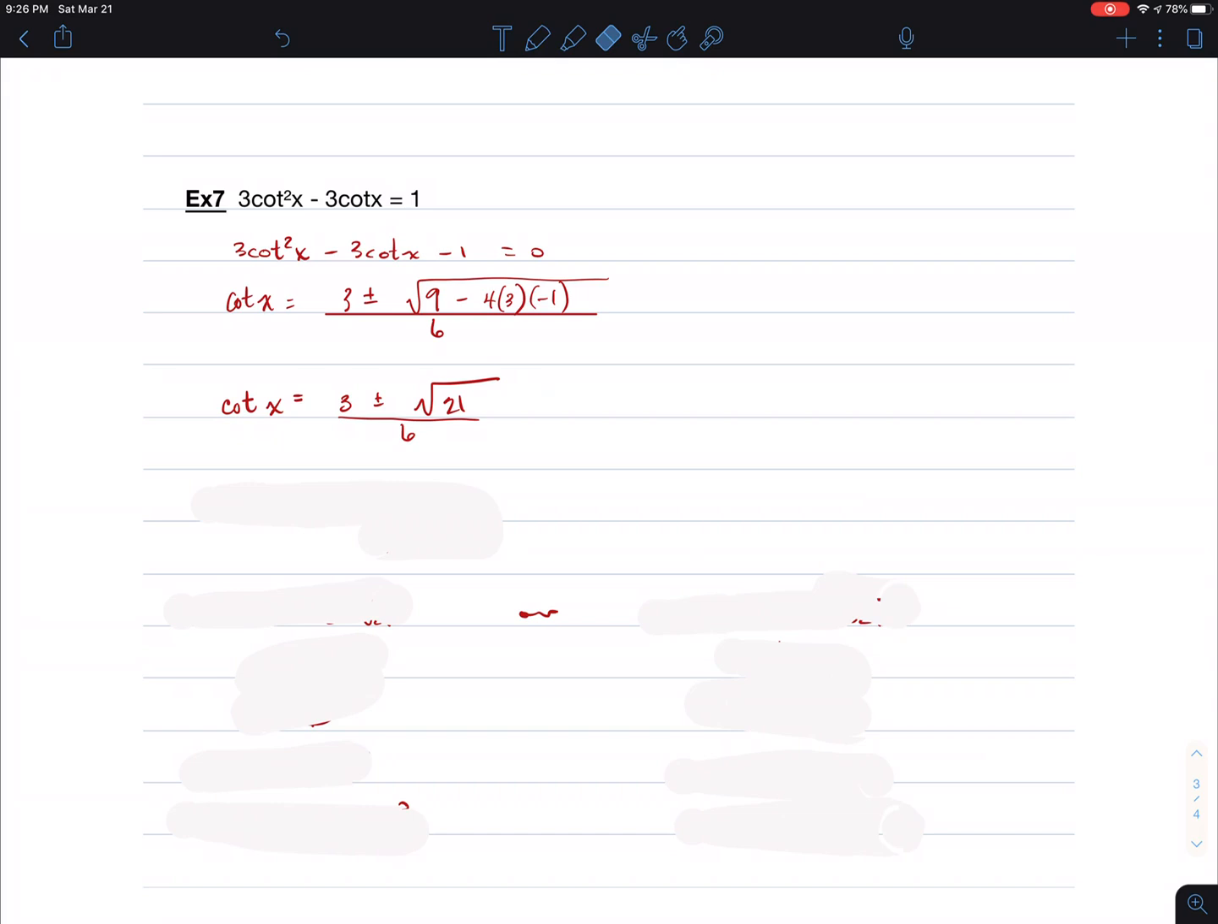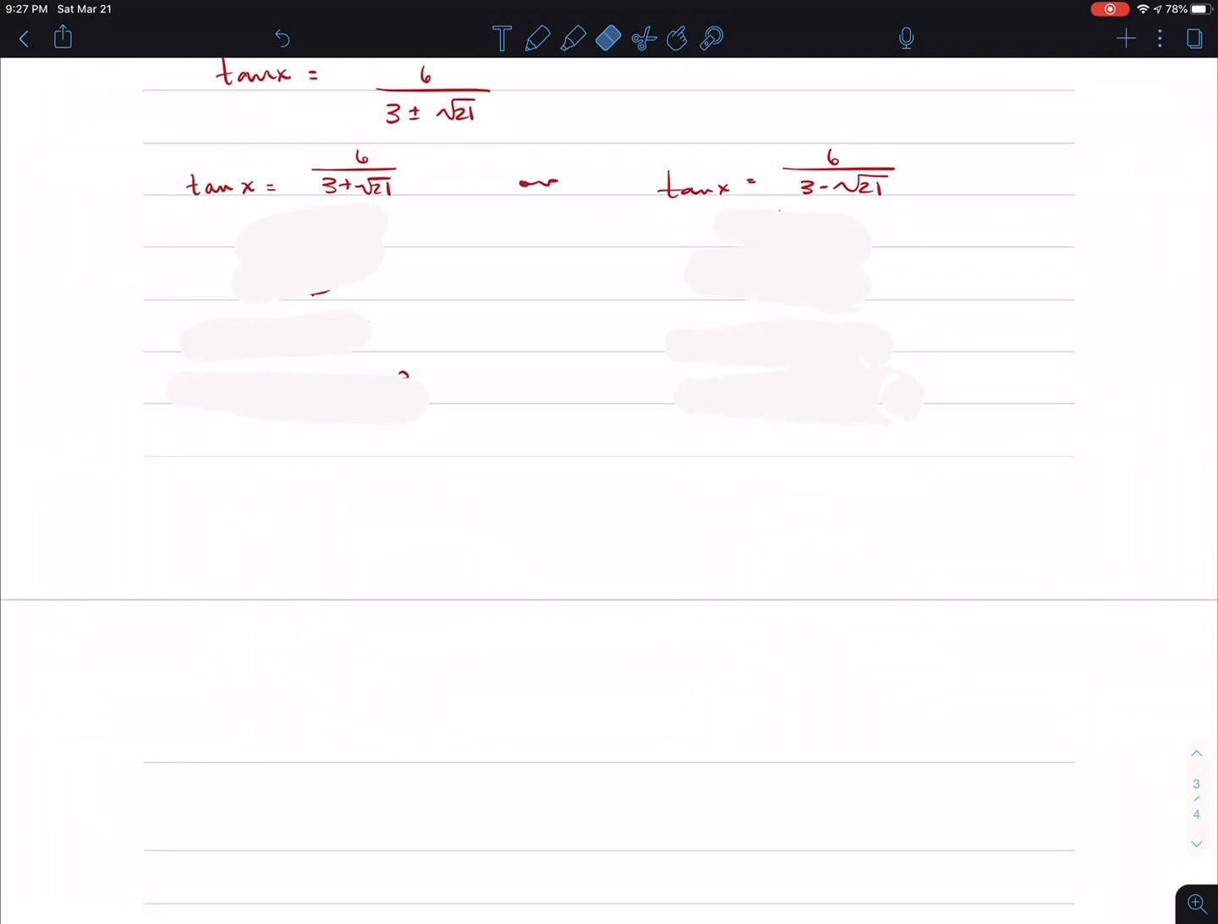And so at this point, I'm going to go ahead and turn this into a tangent that is equal to the reciprocal. Now I have two separate equations. So I'm either going to have tangent equals 6 over 3 plus root 21 or tangent equals 6 over 3 minus root 21. Now you need to come up with a plan. Let's work on the left one first. Come up with a plan.